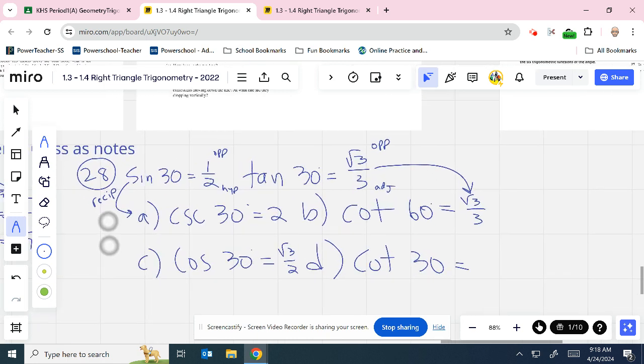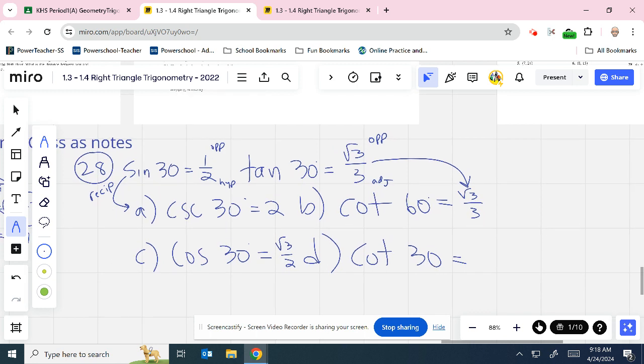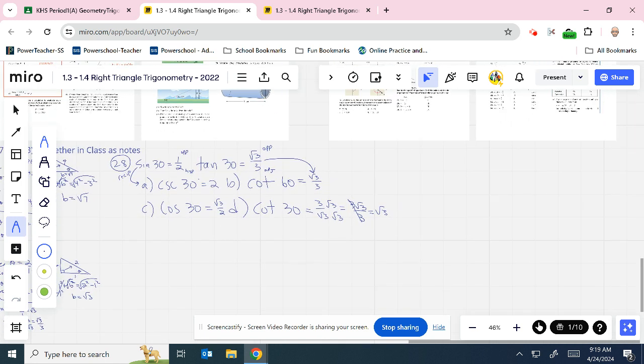So that works there. And then tangent of 30 and cotangent of 30 are reciprocals. So this will be 3 over radical 3 when you flip it over. If you multiply radical 3 on top and bottom, you get 3 radical 3 over 3, which cancels out and just leaves you with radical 3. So those would be your other 4 pieces.